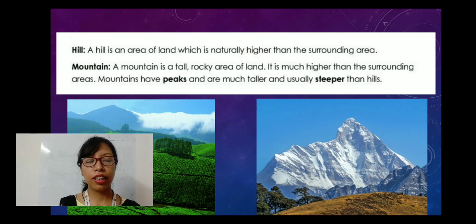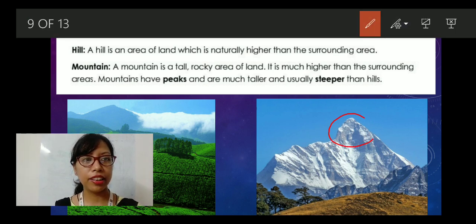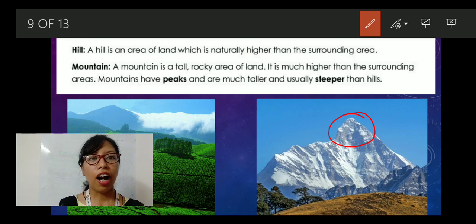A mountain is especially found in the cold areas. So a mountain is a tall rocky area of land. It's much higher than the surrounding areas. Now mountains have peaks. As you can see here, the mountain has a peak. This is called a peak, and mountains are much taller and usually steeper than the hill.